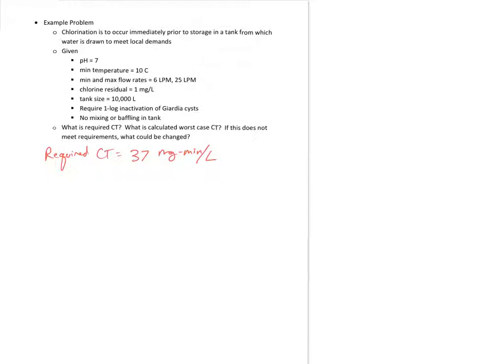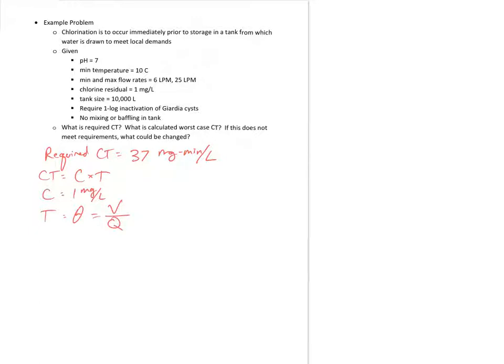Okay, so next question, what is the calculated worst case CT? Well, CT equals C times T. C is just my chlorine concentration, which is 1 milligram per liter. For T, we have a tank here, and for time, we're going to use the residence time in the tank, which we've used theta before for. Theta is equal to V over Q.